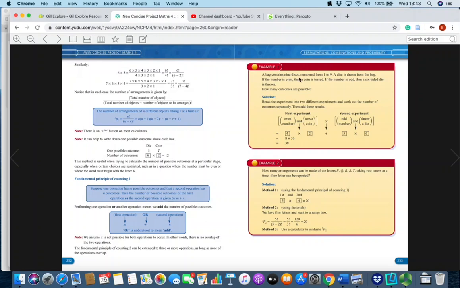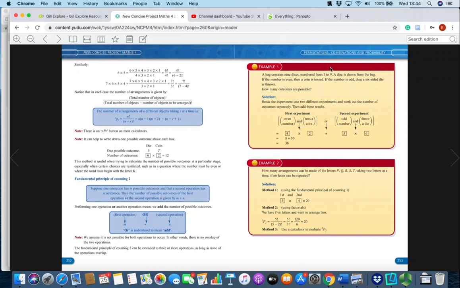A bag contains 9 discs numbered 1 to 9. A disc is drawn from the bag. If the number is even, then a coin is tossed. If the number is odd, then a 6-sided die is thrown. How many outcomes are possible? So the only way you can do this is to logically break it into little steps. Don't think of these as one big entire problem. The only way you will get to it is to literally, like you put blinkers on and you take it piece by piece. So let's have a look at the first experiment, okay?